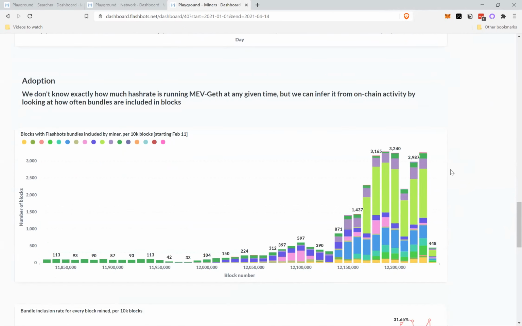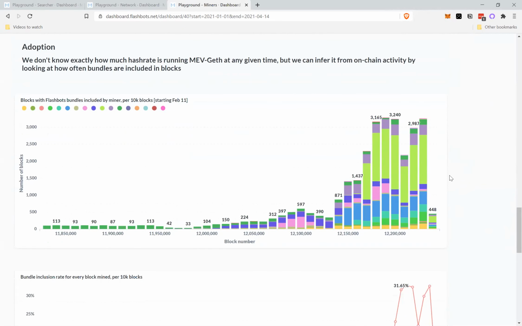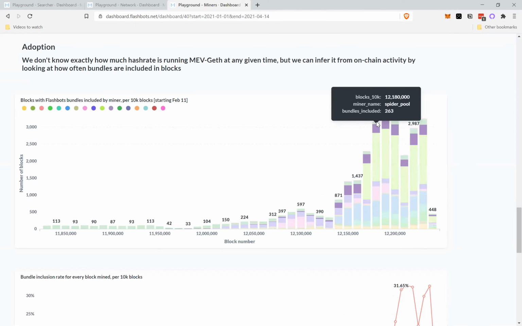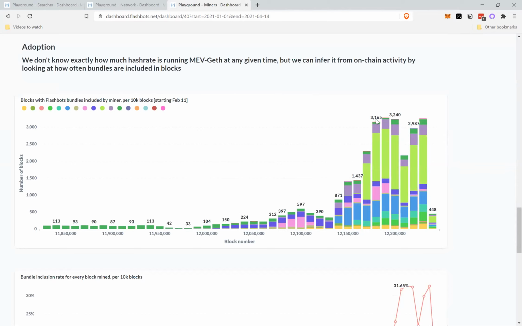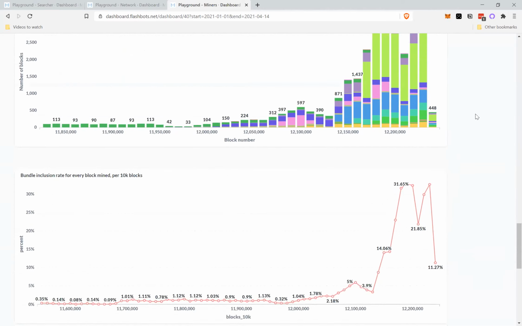Trying to speed up a little bit here, we show how often Flashbots bundles are included by miners per 10,000 blocks. So in a 10,000 block range on this particular week, there were about 3,000 bundles that were included. And you can use this graph to infer the amount of hash rate that's running MEV-Geth at any given time.